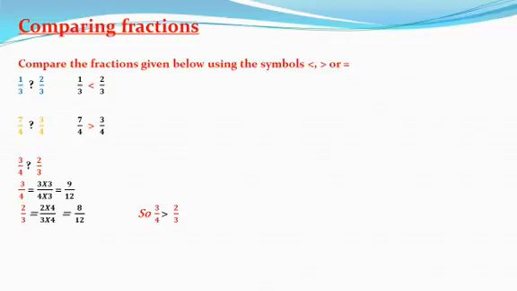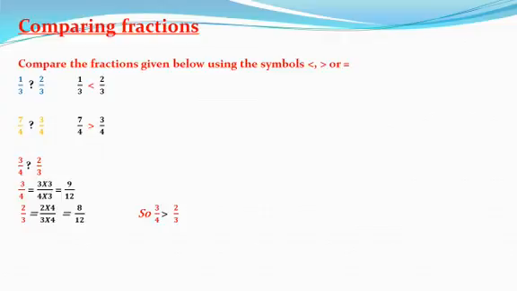Look at the denominators. The denominators are the same. So we can compare the numerators. The numerators are 1 and 2. 2 is the bigger number. So 1 over 3 is less than 2 over 3. Put the symbol in between the fractions.